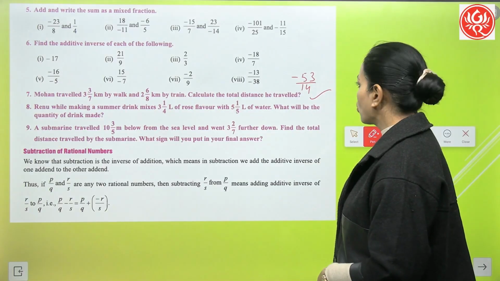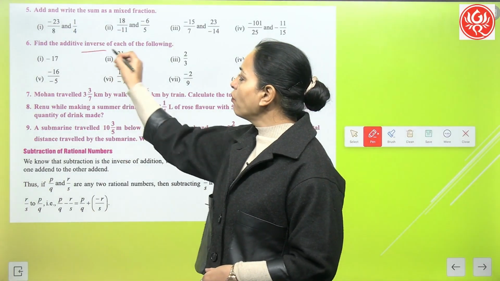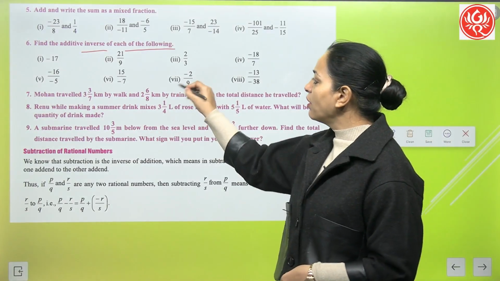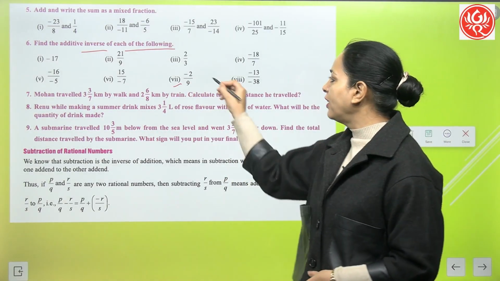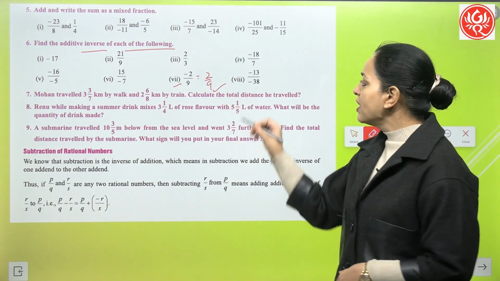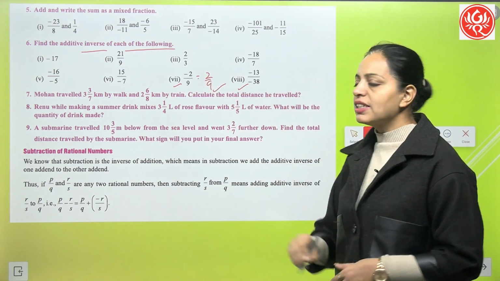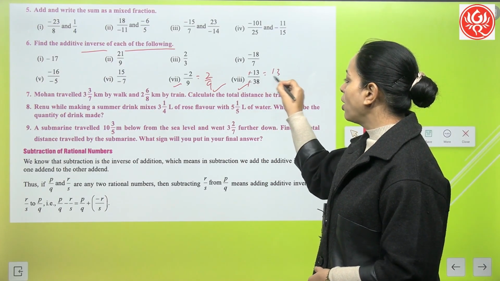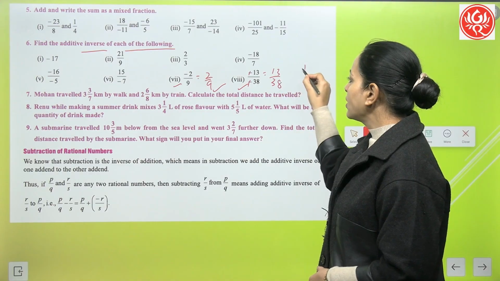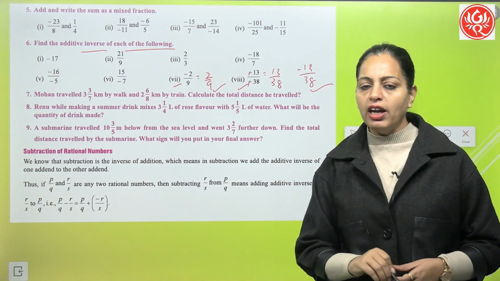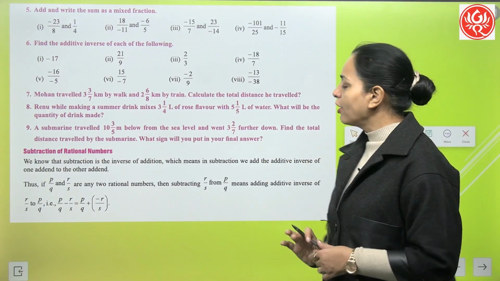Now come to the sixth question. Find the additive inverse of each of the following, means its negative. Like the seventh part, minus 2 by 9. So its negative is 2 upon 9, right? Now the eighth one, minus 13 upon minus 38. This is a positive rational number. So its inverse is minus 13 upon 38. Okay. So I hope these are clear to you.